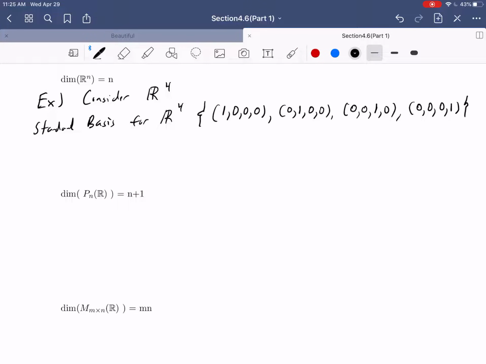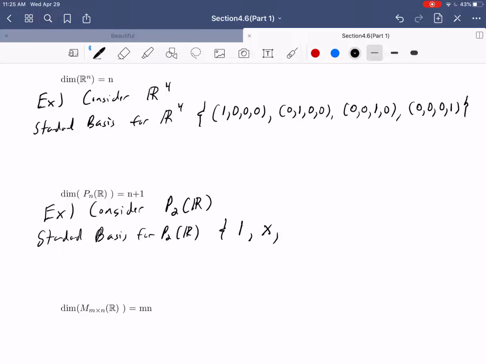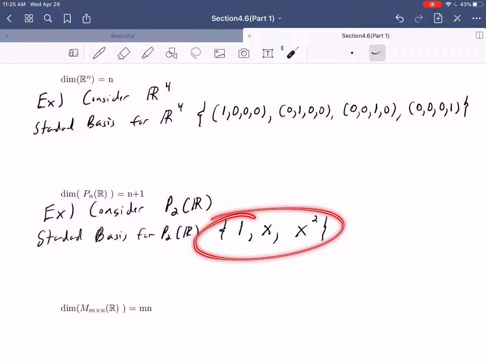To do that, let's take a look at this example. I'm just going to do one example so you understand the logic here. P2 of R, right? So this would be the space of all polynomials of degree 2 or less. What's a standard basis for this? For P2 of R? Well, as you can imagine, you could use 1, x, and x squared. Certainly 1, x, and x squared, if you want, you can verify that those are linearly independent. And certainly anything in P2 of R can be thought about as something like a times x squared, b times x, and c times 1. So it's certainly a spanning set.